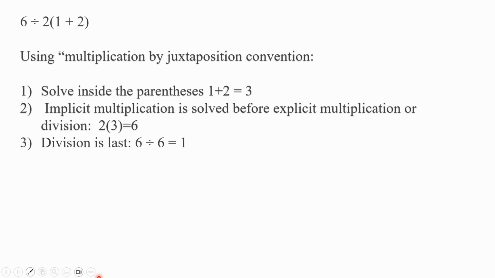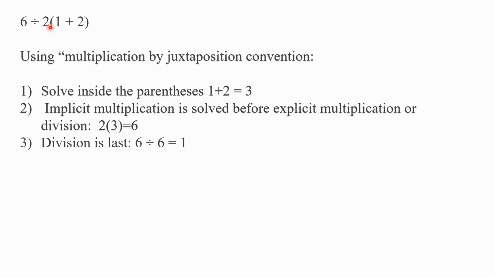But if you use this, you're saying you do solve inside the parentheses first. 1 plus 2 is 3. But then here, implicit multiplication would be solved before the explicit multiplication or division. Of course, we don't have any explicit multiplication, but we do have division.